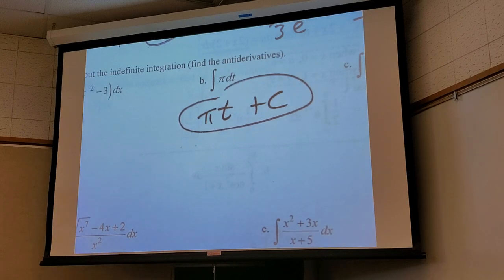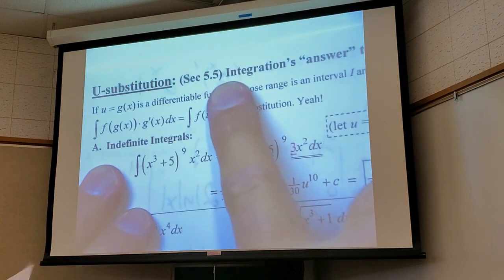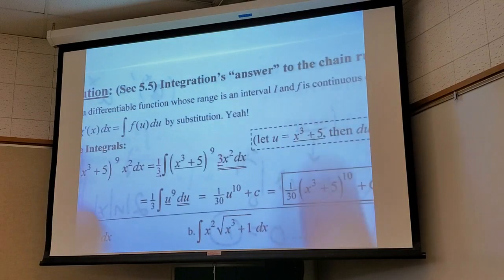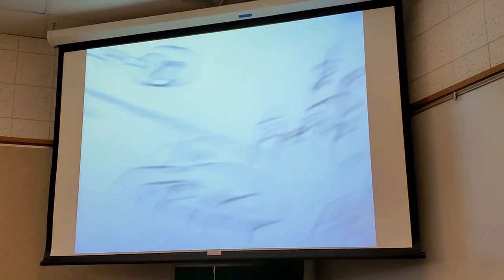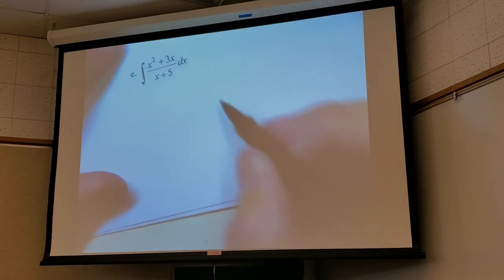So we'll finish this up next time. On the back, if you want to, you can look ahead to 5.5. This is integration's answer to the chain rule. And real quick, before I forget, let me do one little thing.